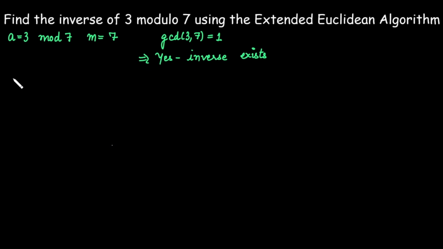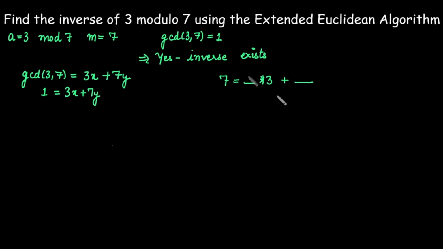Now we will apply the extended Euclidean algorithm. It means we will find the GCD of these two numbers expressed as their linear combination, that is 3x plus 7y, where we need to find x and y. GCD of 3 and 7 is 1, that is equal to 3x plus 7y. So first perform the Euclidean algorithm on 3 and 7. So 7 when divided by 3, what is the quotient and remainder? Quotient is 2, remainder is 1.